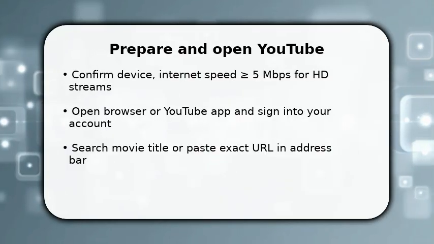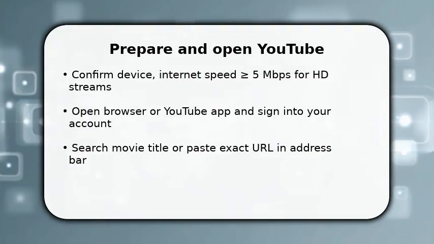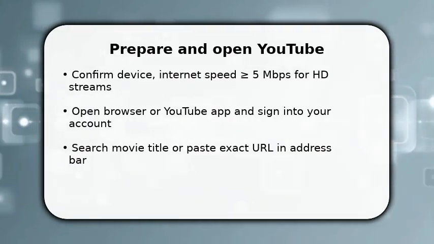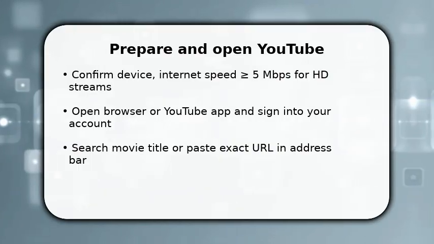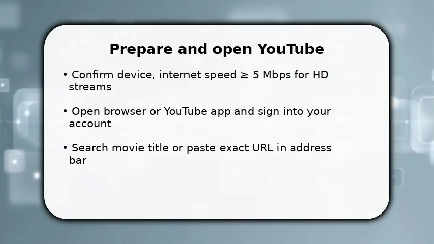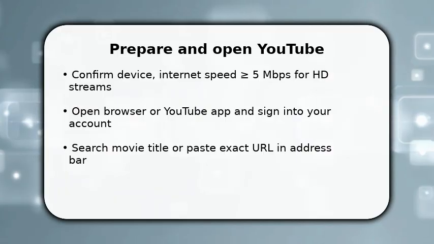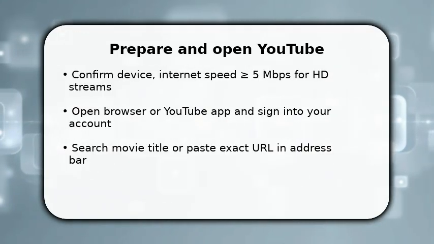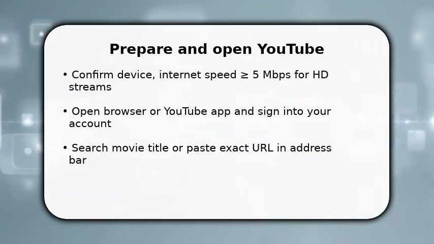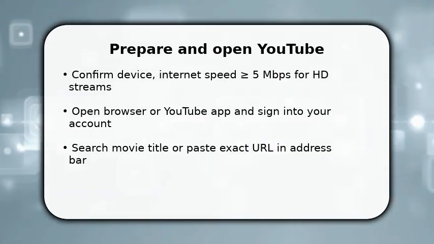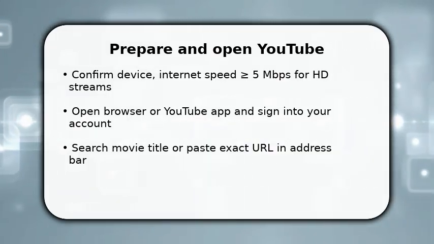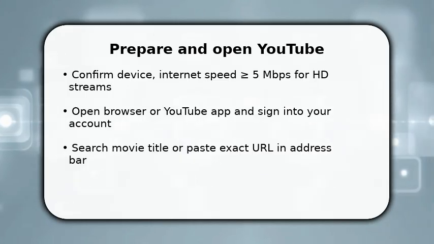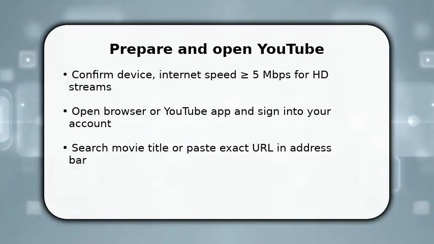You start by confirming your device and a stable connection. Aim for at least 5 Mbps for HD. Next, launch the YouTube website or app and sign into your account so purchases or watch history sync. Once signed in, use the search bar or paste the movie URL directly. This reduces scrolling and ensures you land on the correct title. If the movie is paid, check the purchase or rental button now so you can continue without interruption.